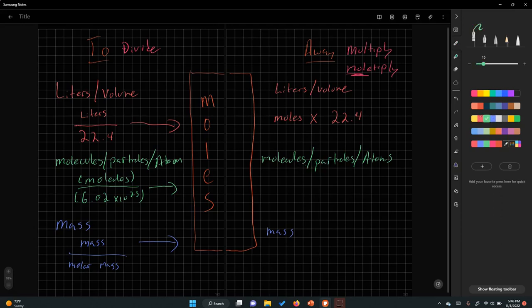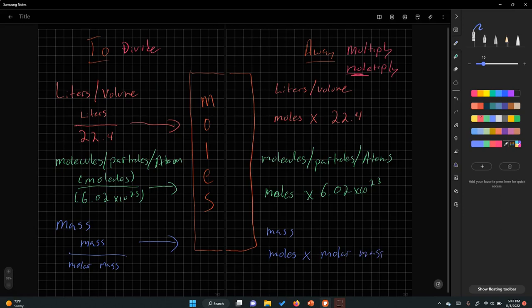When we talk about molecules, particles, and atoms, we take the number of moles that we have and multiply that by 6.02 times 10 to the 23rd. Once again, it doesn't matter what the atom is, we multiply by 6.02 times 10 to the 23rd. And the very last thing here, for mass, we want to take the moles that we're starting with, however many moles we have, and multiply that by the molar mass.